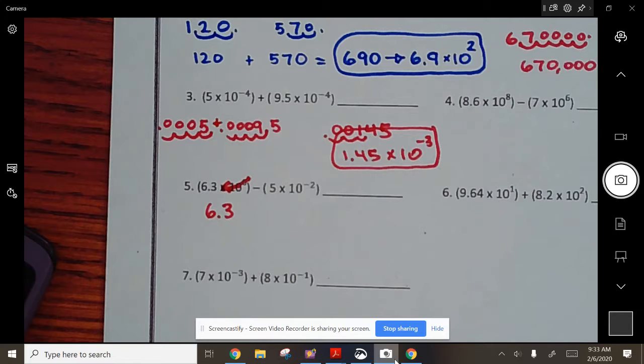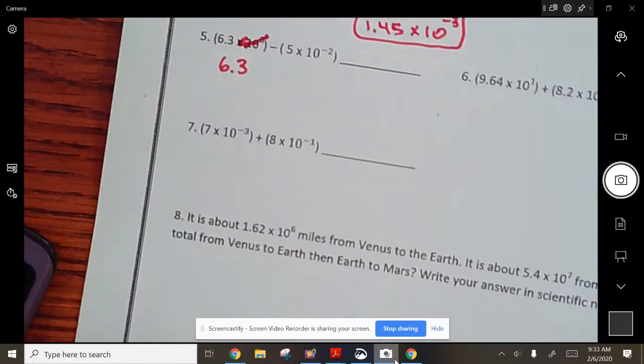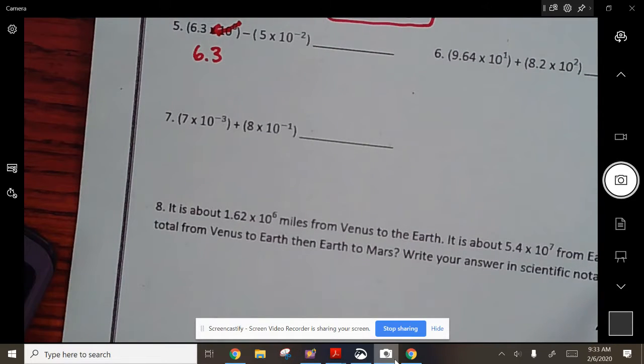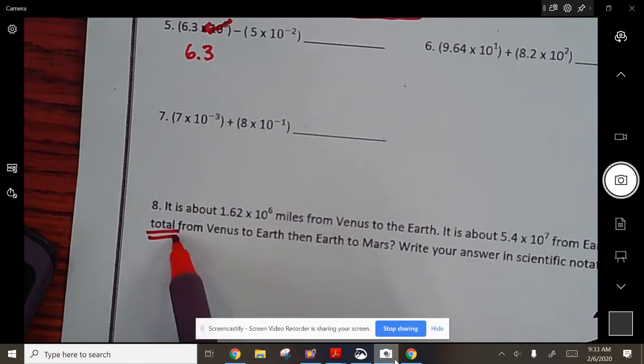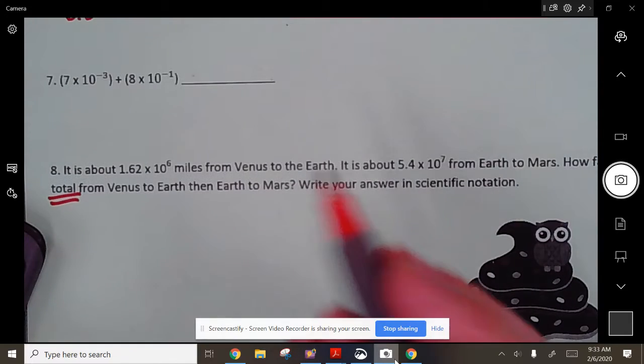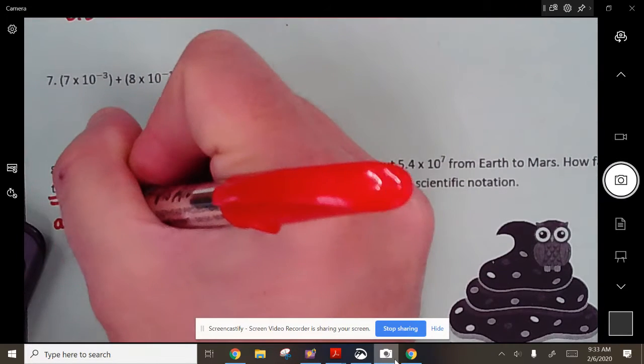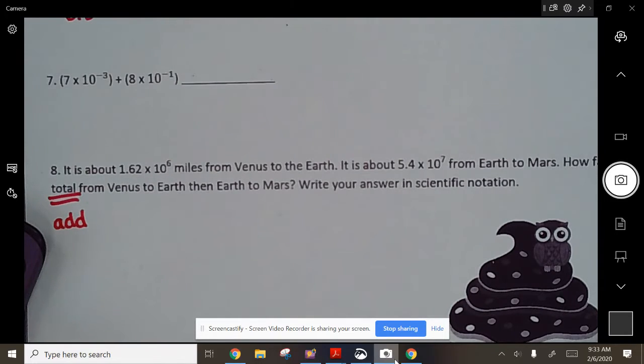All right. Your homework tonight will be 5, 6, 7, and 8. Okay. On 8, how far is it in total? When you see how far in total, you're going to add. All right. Do the best you can.